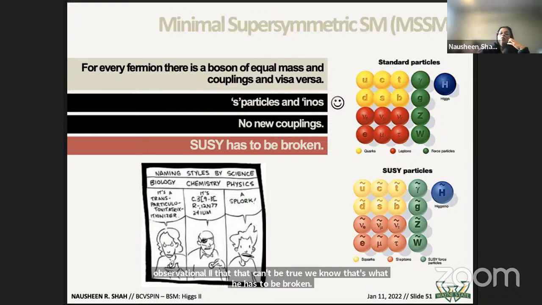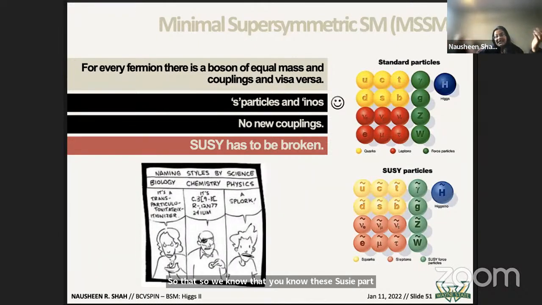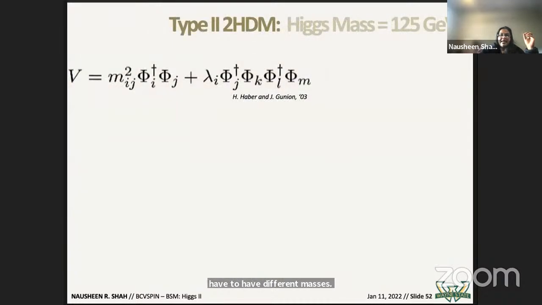Okay. So we know that these SUSY partners have to have different masses, but they still have the same couplings as the standard model particles. So as far as the Higgs part of the story is concerned, you have a type 2 HDM, and you have the generic form of the Higgs potential here.